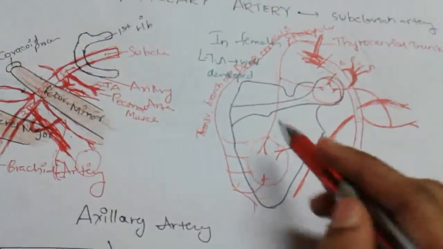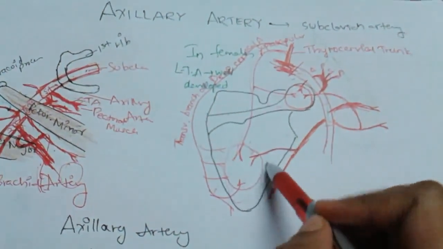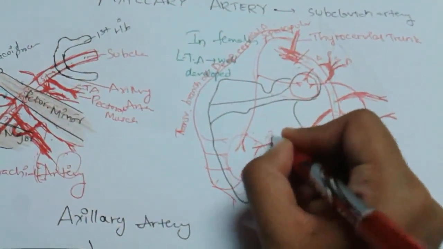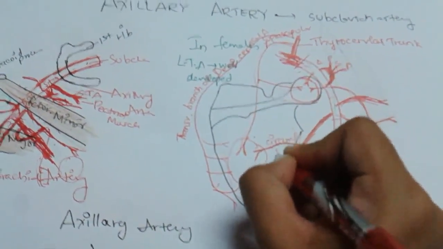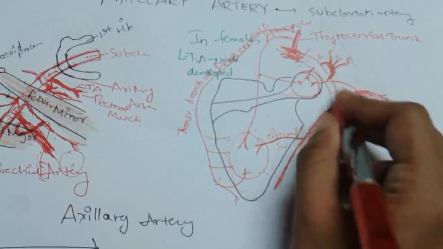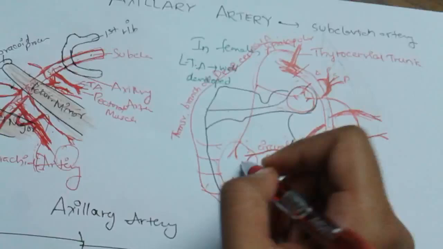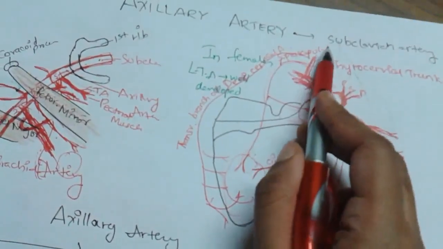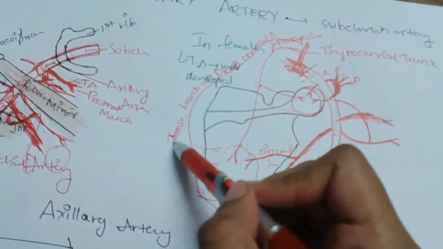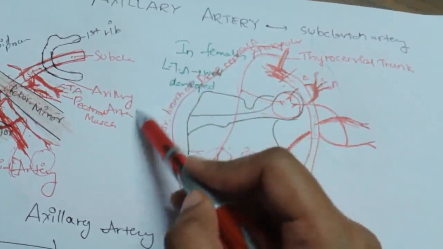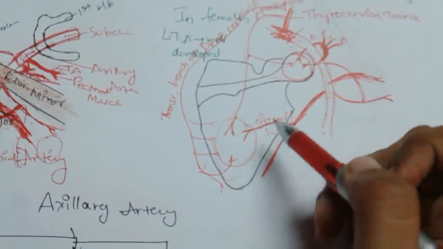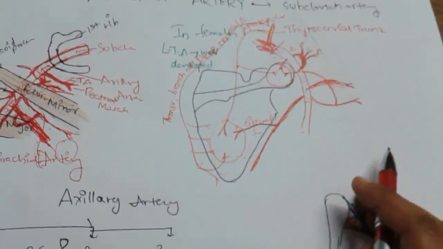So now you can see what are the arteries which anastomose around the scapula. The main thing is the circumflex scapular artery, which is a branch of the subscapular artery, which is in turn a branch of the axillary artery. This anastomoses along with the suprascapular artery, which is a branch of the thyrocervical trunk, and also the transverse branch of deep cervical artery. So all these 3 arteries participate in the anastomosis around the scapula.